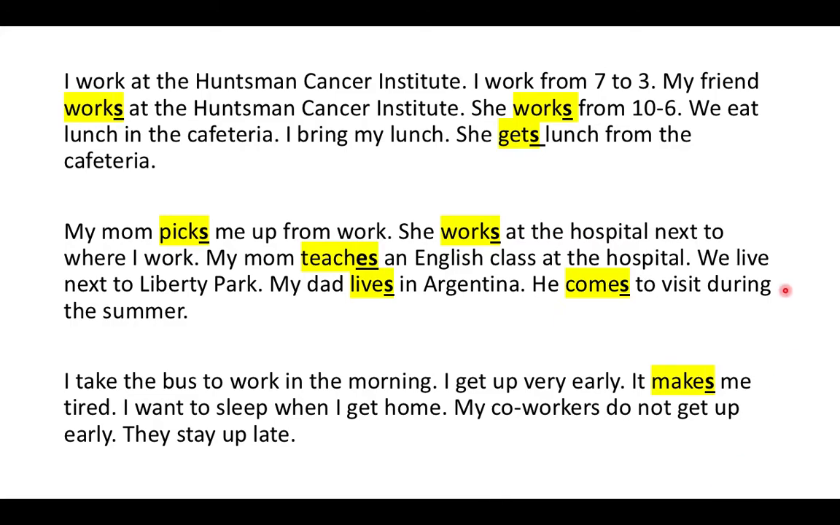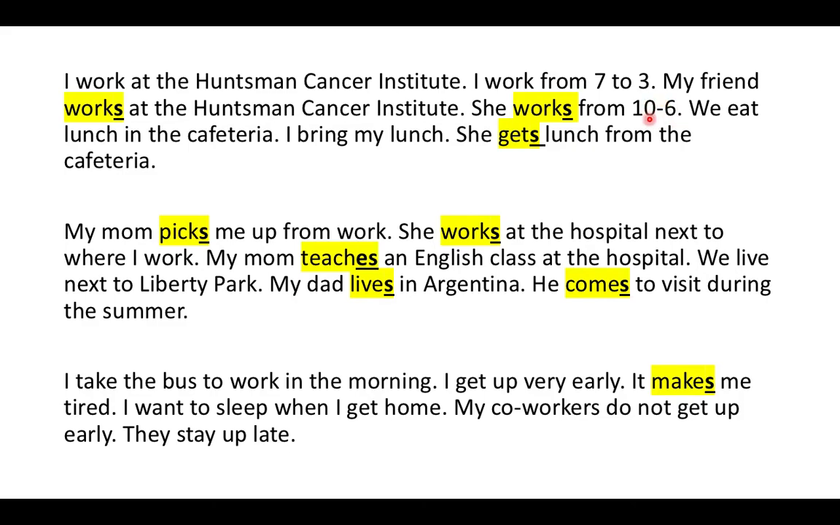To go over some of the words and if you didn't understand them. So right here, she works from 10 to 6. You'll see that there's this little line in between the number 10 and 6. When you see this line, it means "to." When it comes between numbers, it means this. So 7 to 3, 10 to 6. You'll see this on grocery stores, hours, and things like that.